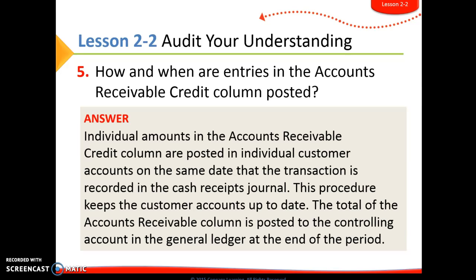The total of the accounts receivable column, however, is posted to the controlling account in the general ledger at the end of the period. So they're just saying we want to post those to the individual customers every time we sell something to them, so we know how much they owe us. As for the total amount that goes to the accounts receivable, that does not get posted till the end of the period.